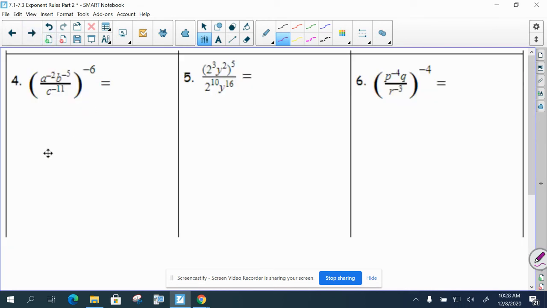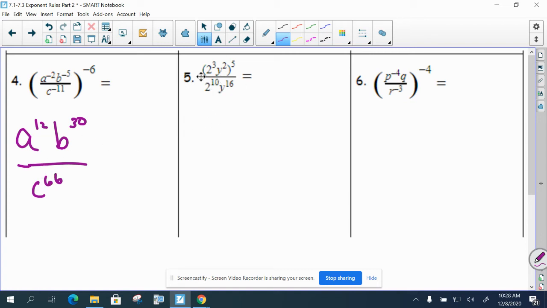Okay, next line of examples. All right, these look pretty complicated, so we'll take our time here. So multiply all of your exponents by -6. The nice thing about this is that -2, -5, and -11 are all being multiplied by -6. There's not going to be any negatives left in the exponents. So this would be a to the 12th, b to the 30th, over c to the 66th. And I know that it looks complicated, but that's all. We don't need to do anything else to that.